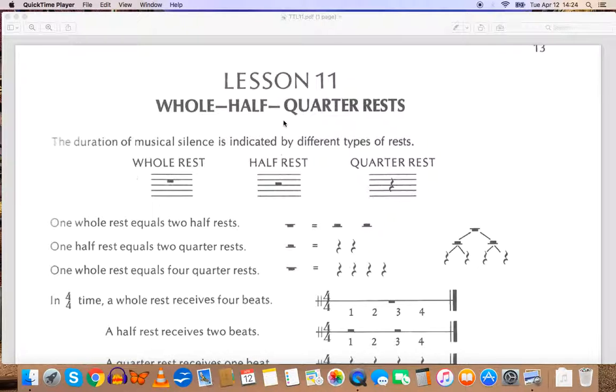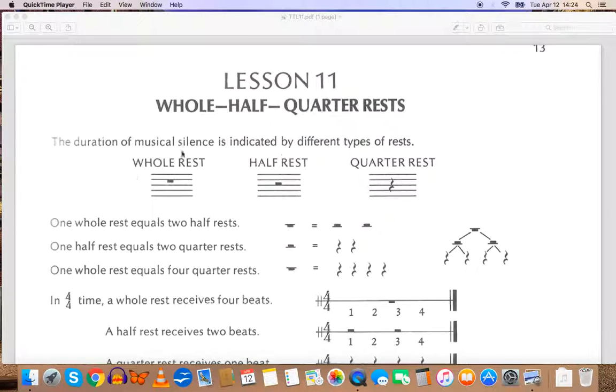This is lesson number 11, and we're going to talk about whole, half, and quarter rests. Now, we have already talked about whole, half, and quarter notes. The system is basically the same, except a rest is silent. That's all it is. It's a period of silence. Otherwise, it's still fractions, and you should get this pretty easy. If you can't remember that, please go back and review. All right, so let's get started.